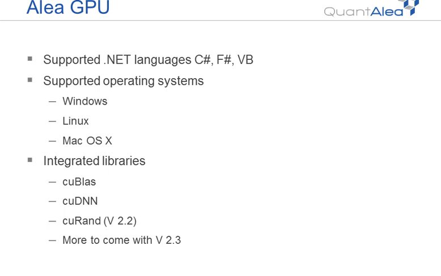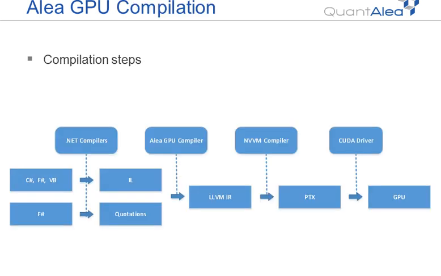So I would like to give you a bit of an overview of how Alea GPU works from a compilation point of view. I think that's very important to understand. So you have C#, F#, and Visual Basic code. You actually have two compile streams. One is the IL compilation stream, which works for all of the .NET languages. And the second one is the so-called quotation-based compilation stream.